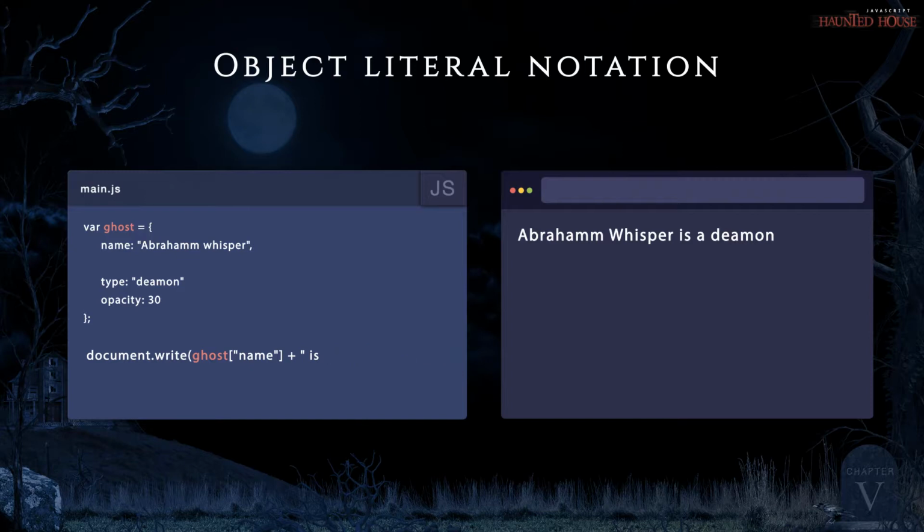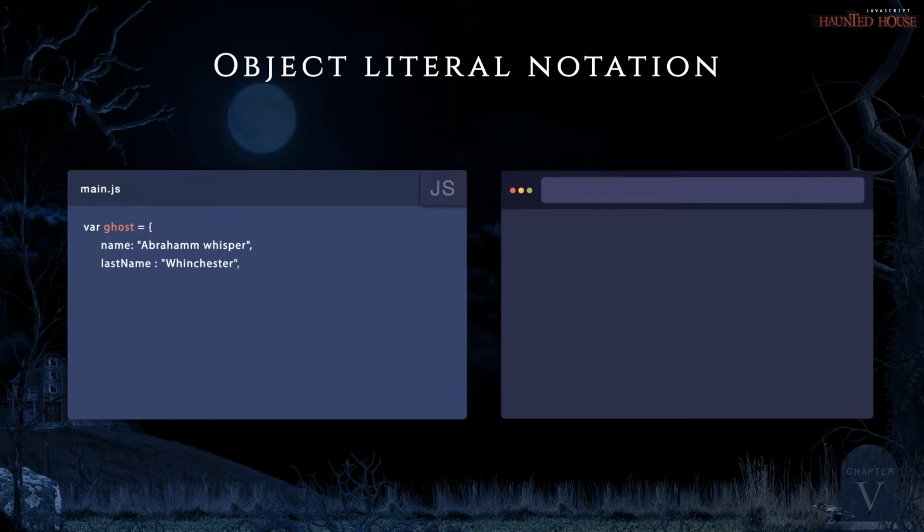Now, let's see how to add behavior, that is, methods, to our object. Our ghost has a name and a last name. Let's create a method that returns the full name of our ghost. To call the methods, we use the syntax object.method plus open and close parentheses.